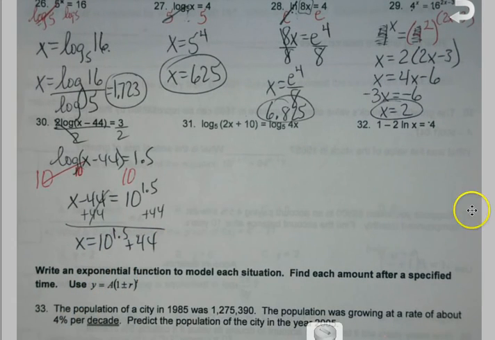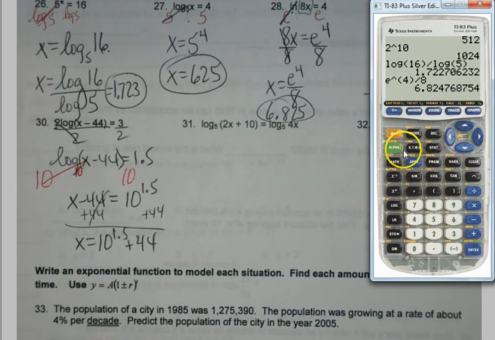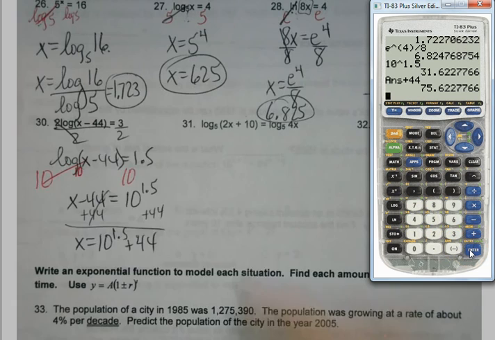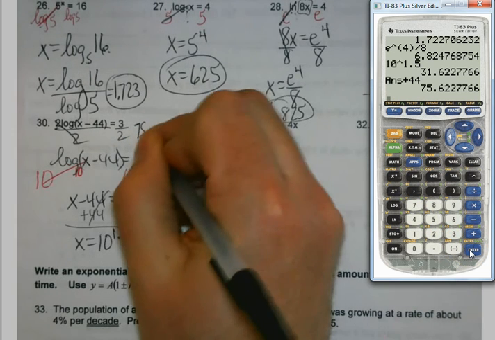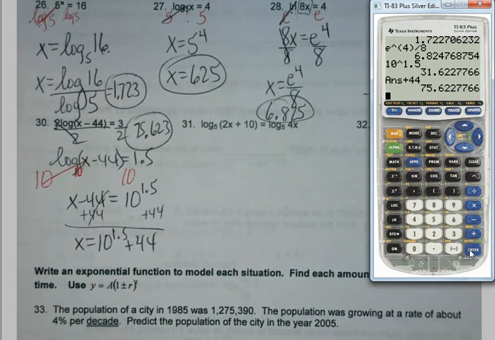And the reason I waited is now I can punch this in at one time, and I'm not going to have to worry about rounding stuff. So like I could do 10 to the 1.5, and then just add the 44 right away, and I'm not going to do it and then round again and round again. I do it once and I get the answer.